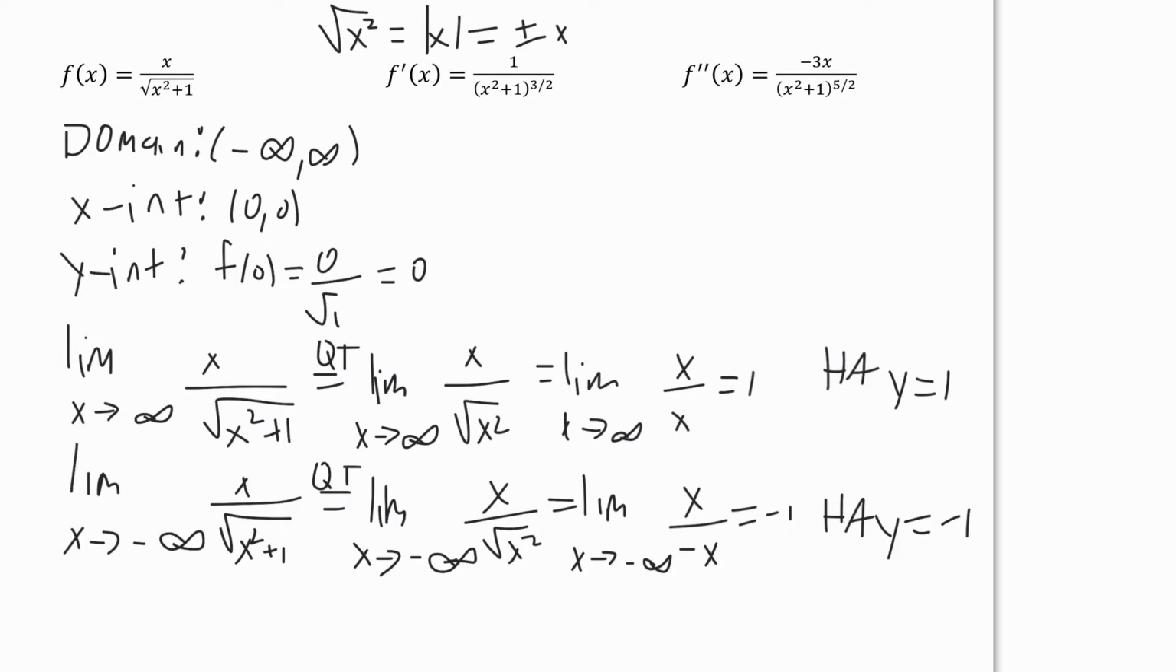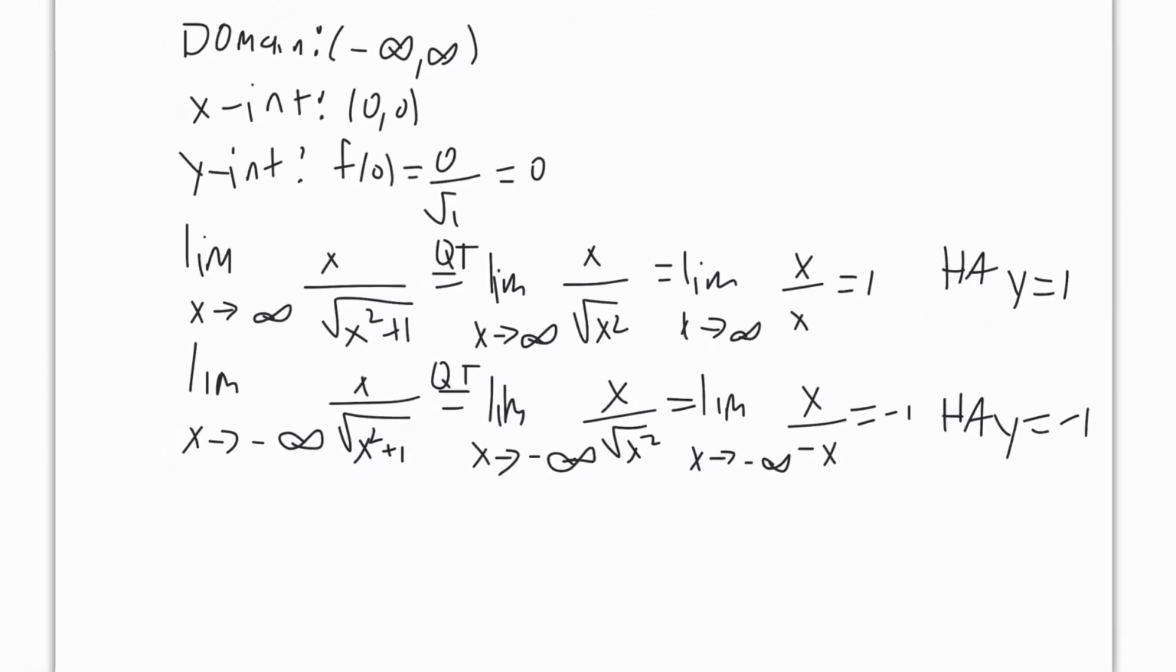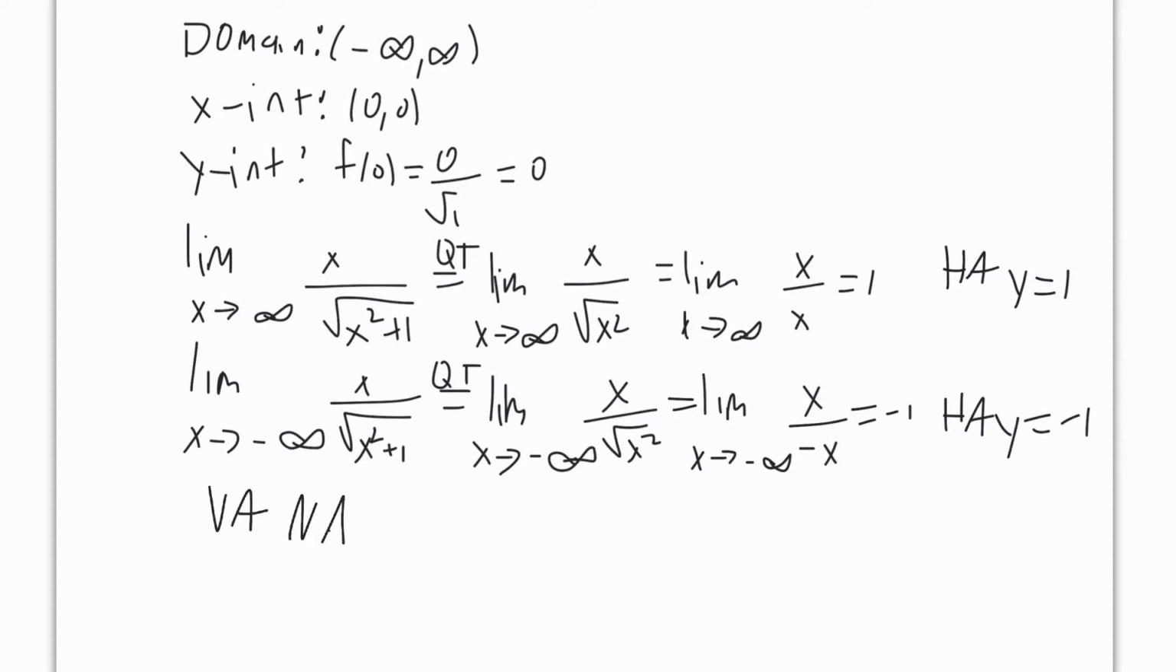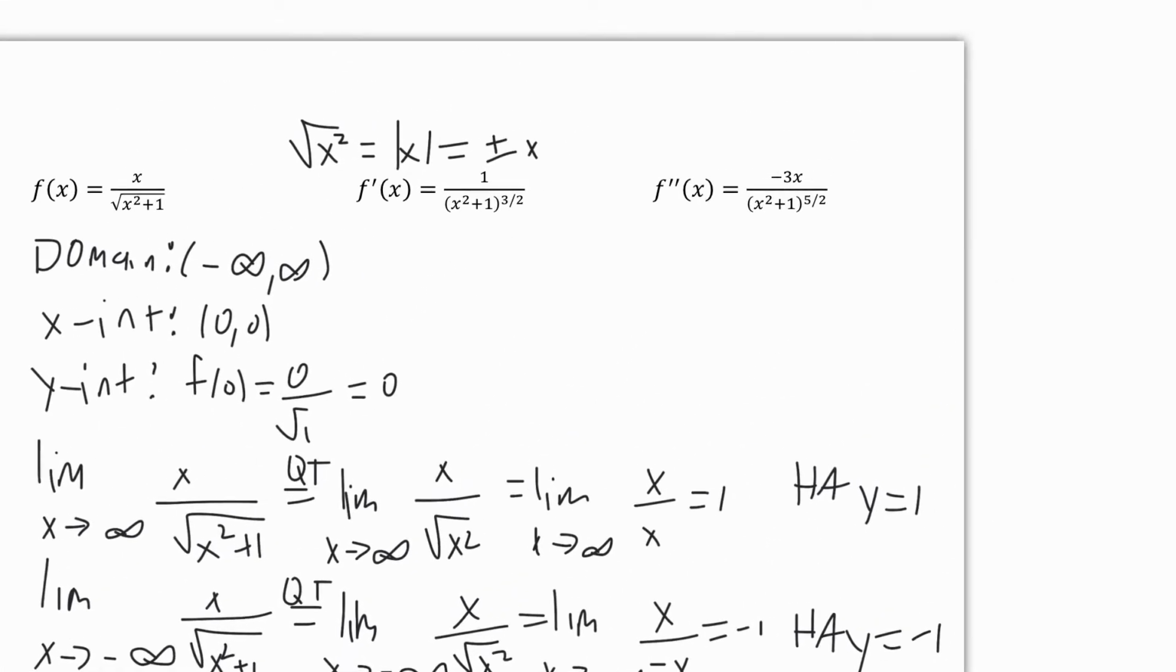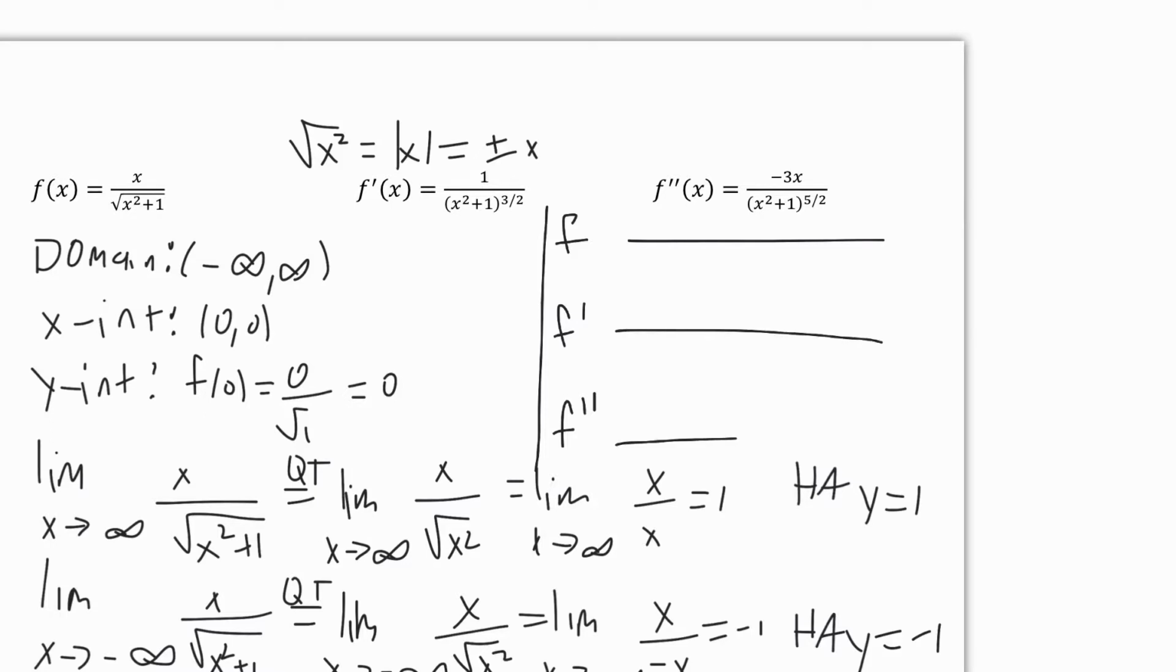It's going to be very important when we're graphing that we actually have both asymptotes. Now the vertical asymptote, well, there is none because there's no problems with the domain. So vertical asymptote is not applicable. Let's go ahead and draw those sign diagrams. So we've got f, f prime, f double prime. Now f only has one root, so we could just put that right in the middle at 0, and it'll be positive, negative.